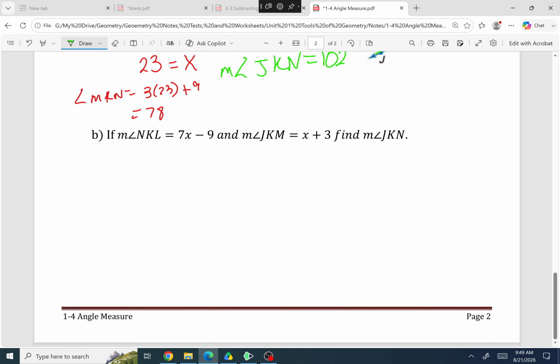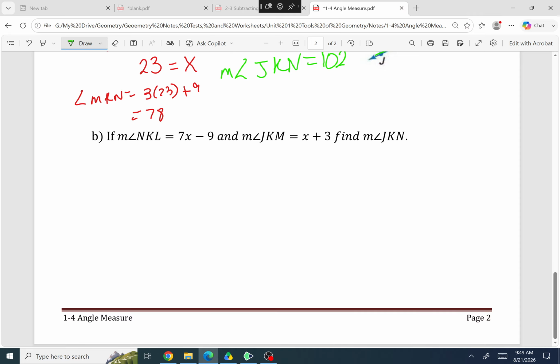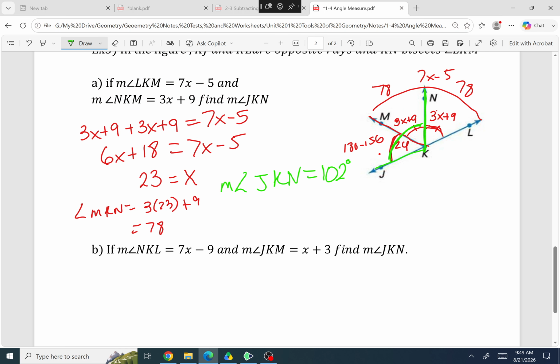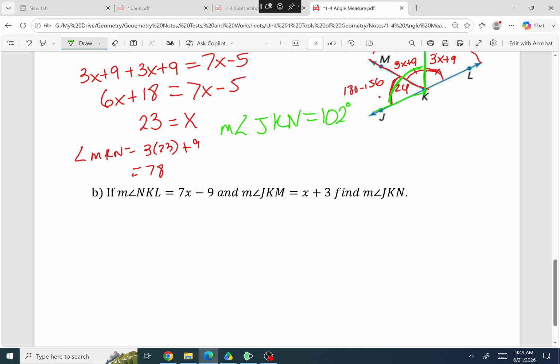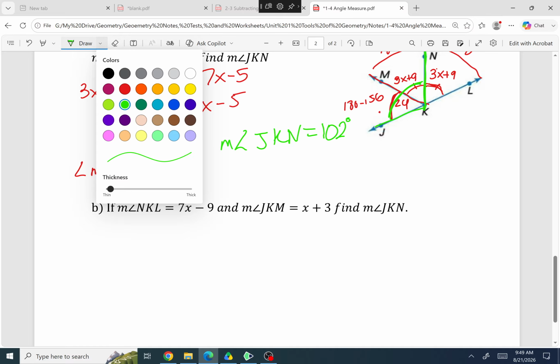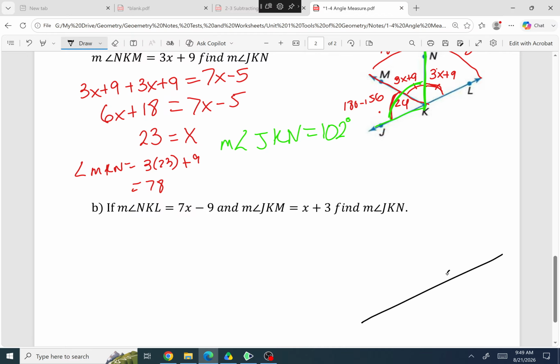All right, let's try one more. I want to look at this one. We're using the same picture here, right? NKL, okay, got that. JKM, got that. Okay, yeah, we can do this one. All right, so we're going to do the same problem again. So I'm going to draw this picture down here, yes? You might want to draw it down there too. Just make something that looks vaguely like that, yeah?